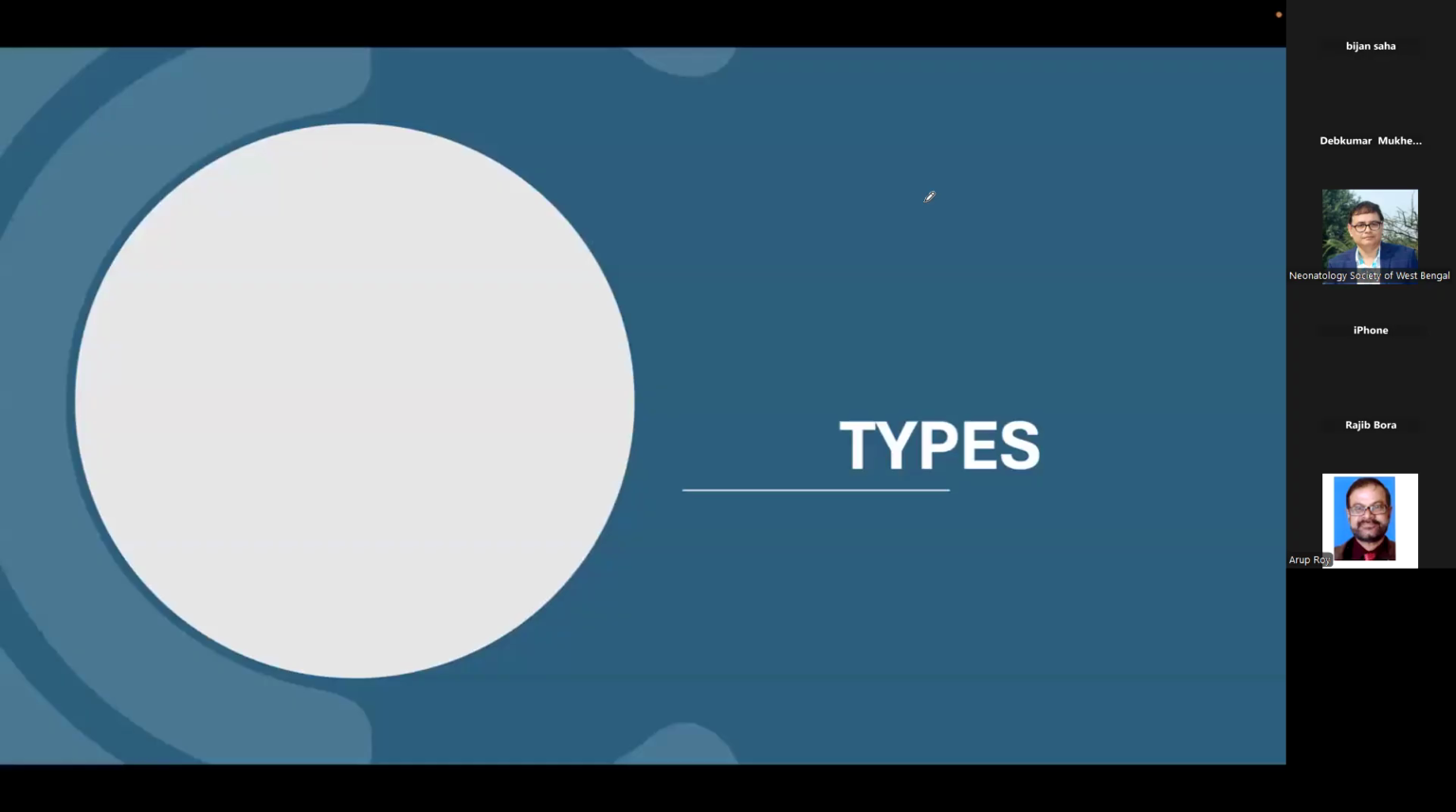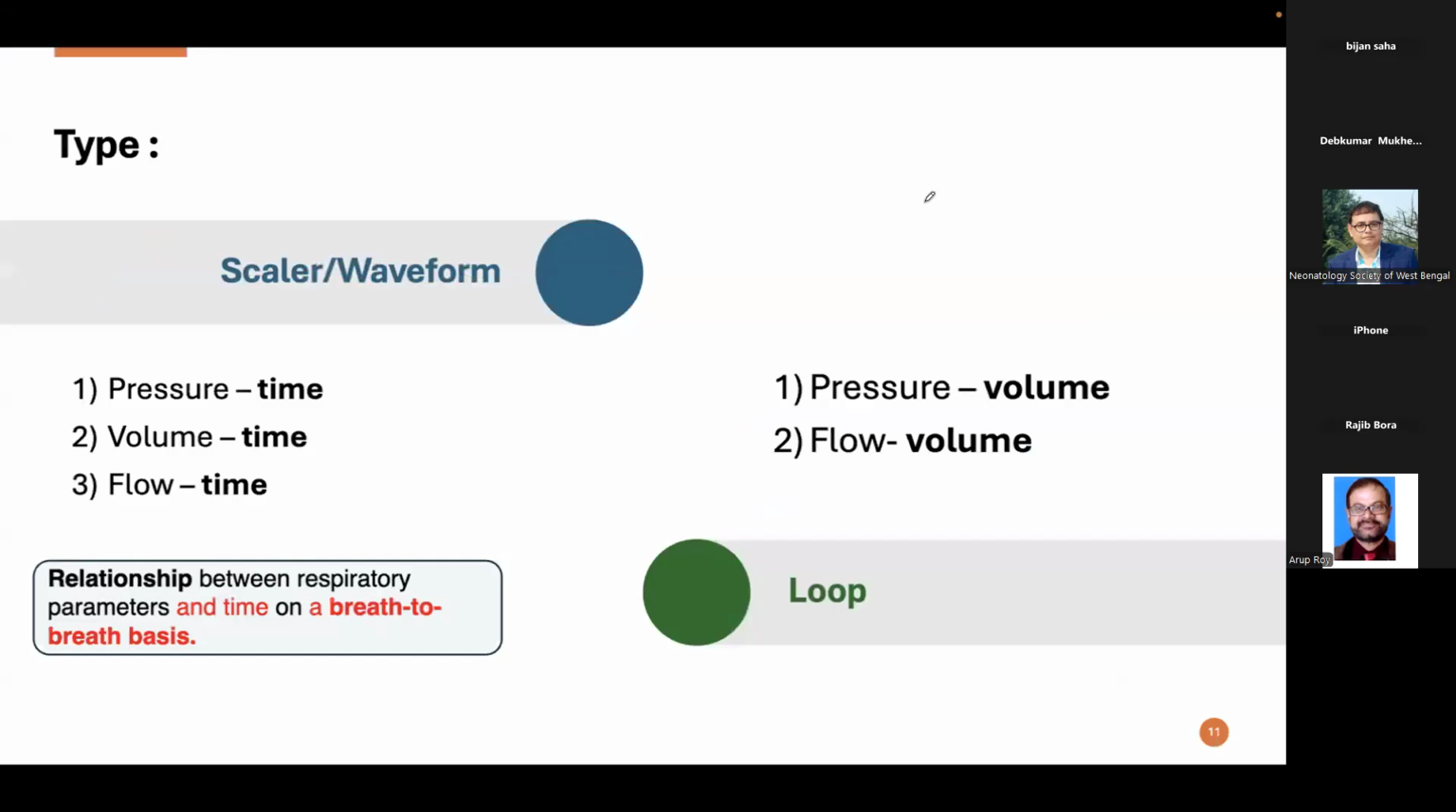Now, pulmonary graphics, what are the types? For those who have been dealing with graphics and those who are new, the most important thing is that we first need to make it easier for ourselves. There are a lot of graphs available, so we should be 100% sure that we are dealing with only these 5. What are these 5? There are 3 scalar waveforms, also known as scalars or waveforms. These are 3 in number, and loops are 2 in number. So total 5.